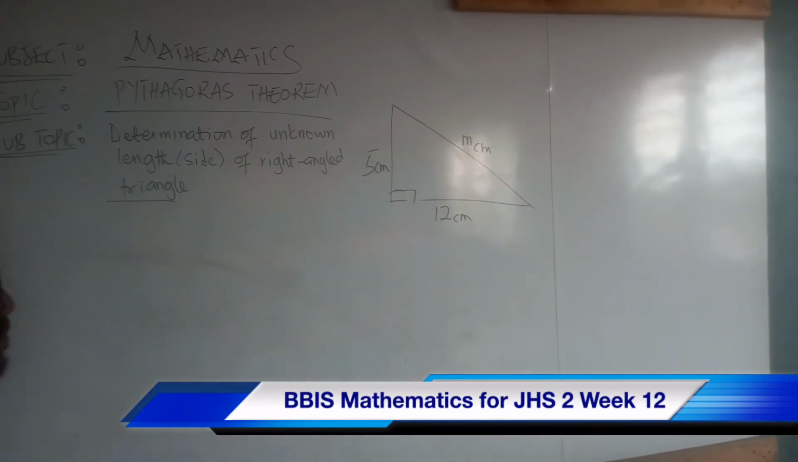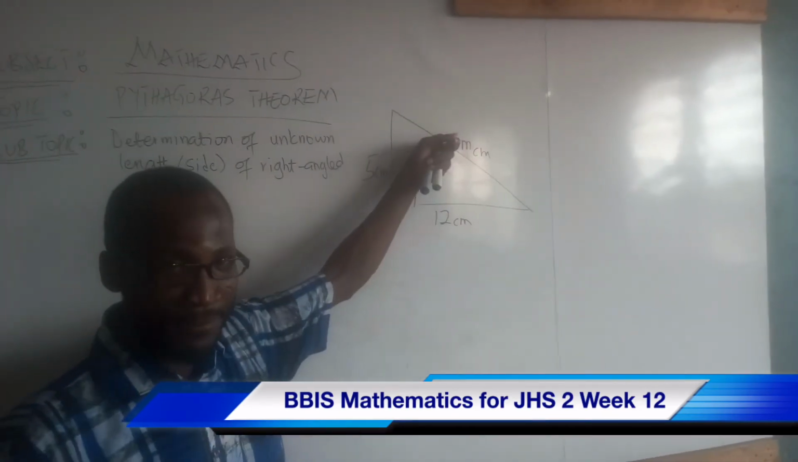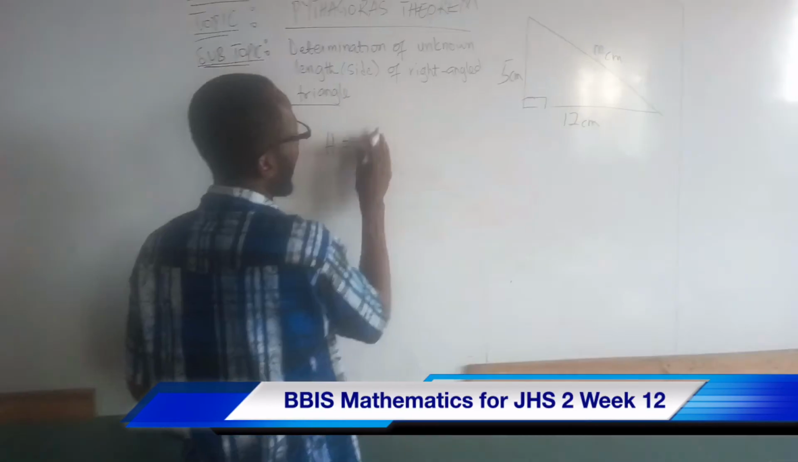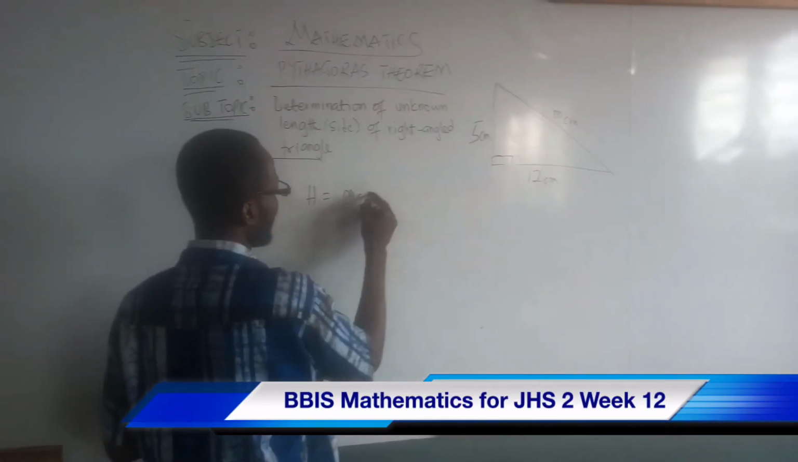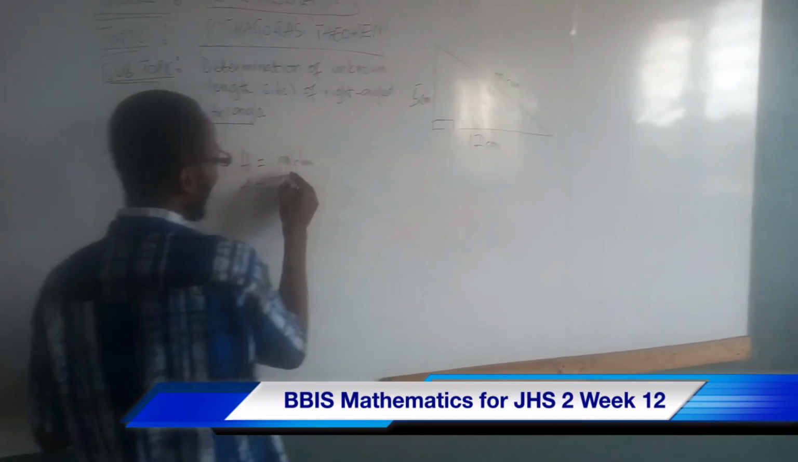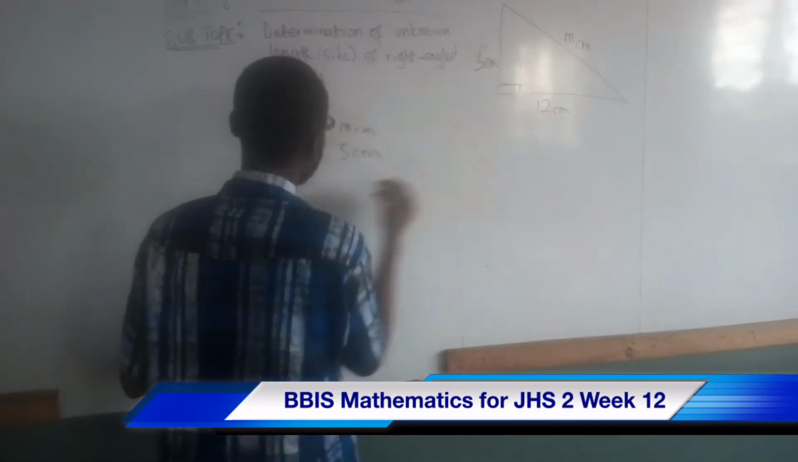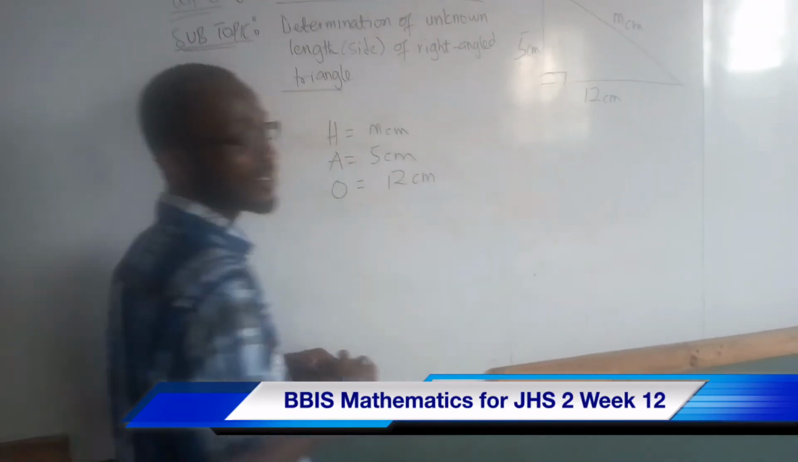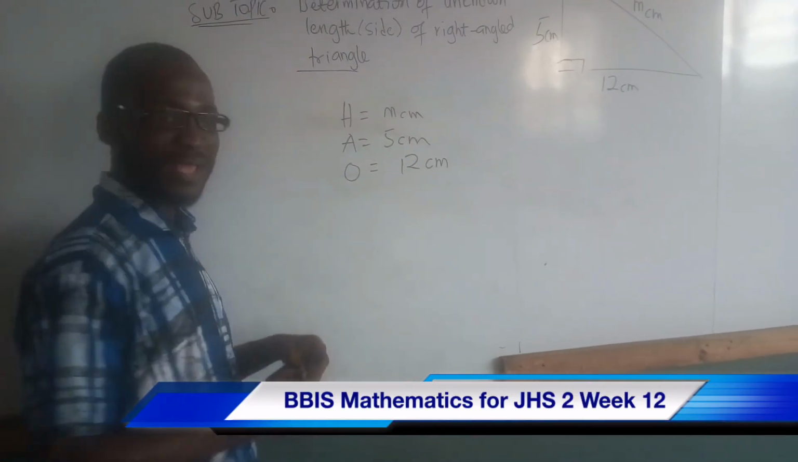So what is our hypotenuse over here? It is m, right? So we can just write h is equal to m centimeters. Then we have a. I want to use 5 as my a. Then I have my o as what? 12 centimeters. So quickly, let's write our formula.